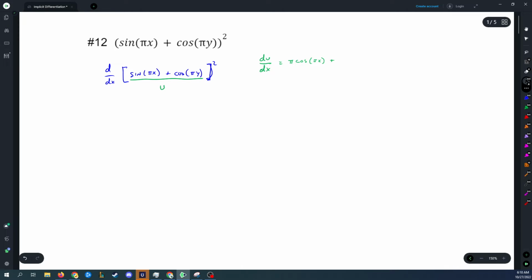Alright, so now we have a bigger issue here. We've got cosine, but we also have y, which is a function of x itself. So we've got a double issue of implicit differentiation here. The derivative of cosine is going to be negative sine, and that's going to have that stuff inside. And then we need to take the derivative of what's inside.